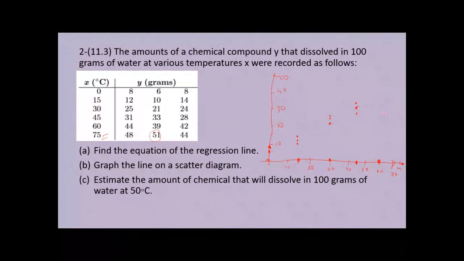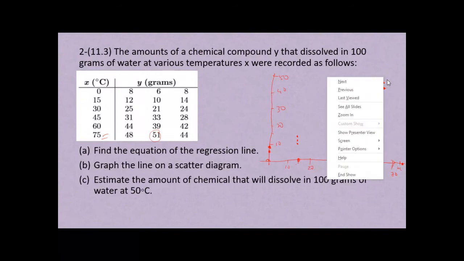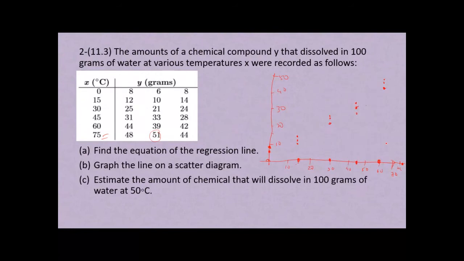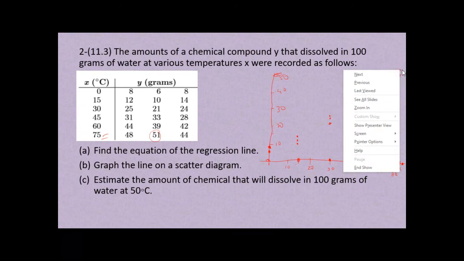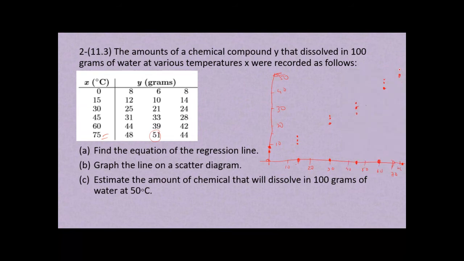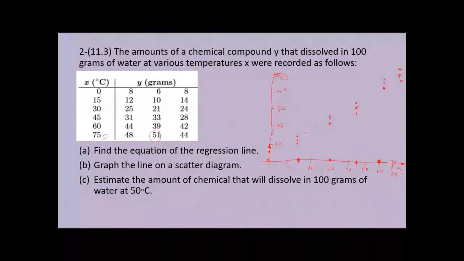Next, x is 60. You gotta go to 40. Near to 40. Again, 40, 44. 39 is one data. And then 42 and 44. Finally, for x is 75, 48. It could have been a little bit more. 50 here. 48 near to 50. 51. And this is 51 and this is 44. Somewhat roughly I have plotted the data, isn't it?